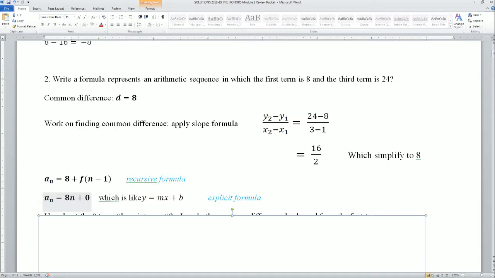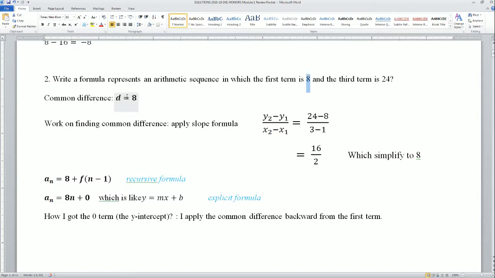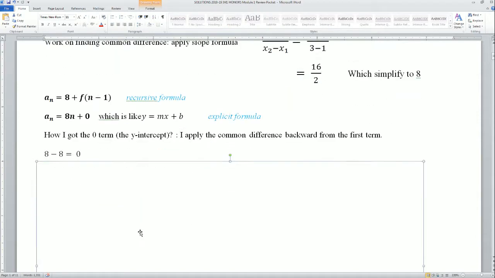The explicit again, a_n is equal to 8n plus 0. How do I get the 0, which is the 0th term? I apply the common difference backwards. So this was 8, which is the first term, so I subtract the common difference. So 8 minus 8 will get me 0.